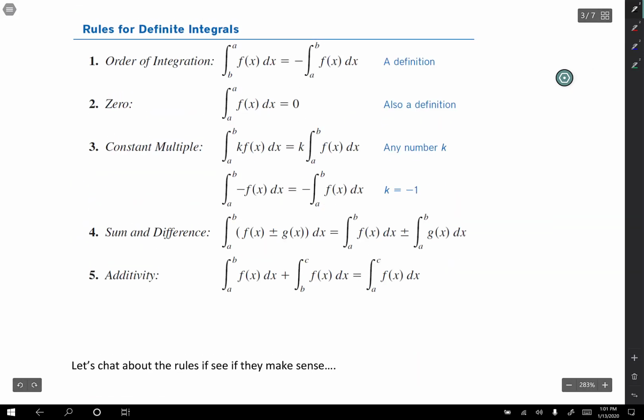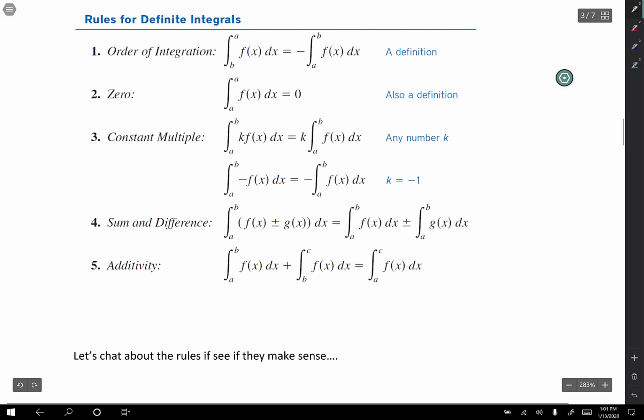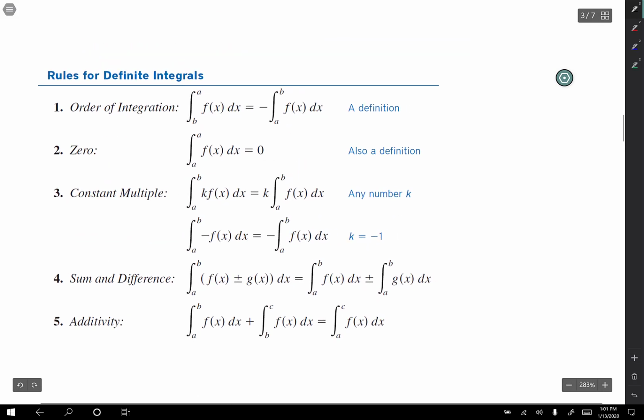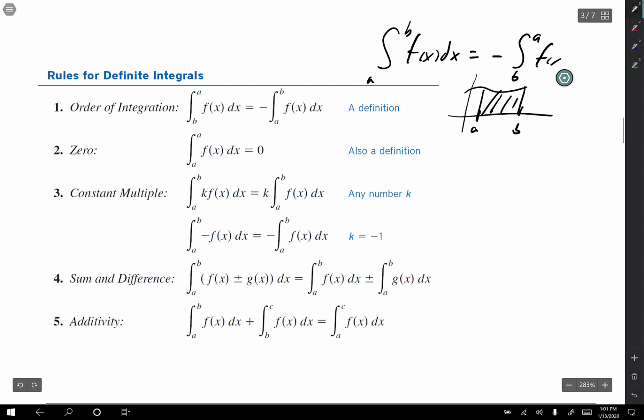All right, so here are some properties. We're going to talk all about them. All right. So look, property number 1. If I switch the limits, so let's think about it. A to B. If you switch the limits, the integral from A to B of f of x dx equals negative integral from B to A of f of x dx.